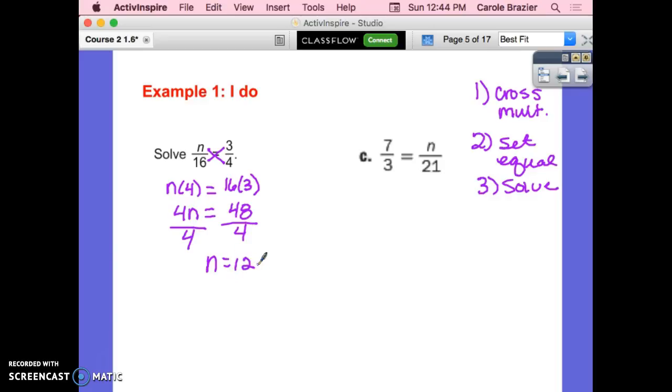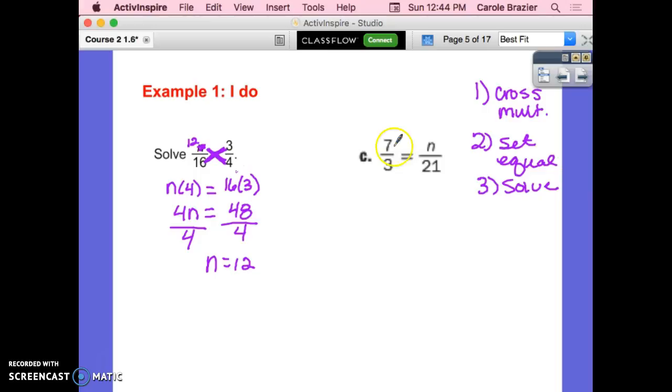There's a couple of ways to check this. Okay, so the first way to check this is I'm always going to replace my n with a 12. I can do 12 times 4, and I know that I get 48, which is what I was looking for, because 16 times 3 is 48. Another way to check this is I can do 12 divided by 16, and I can reduce that, and if I reduce 12 divided by 16, it does reduce down to 3/4. So you can do it a couple of different ways. I'm just showing you ways to check. I'm not going to require that you do check though.